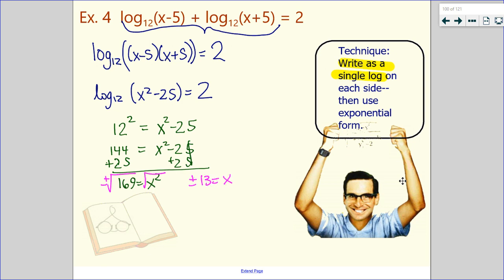Well, thinking about what we had to consider, the fact that the input into the logs must be positive. Well, if I plug negative 13 into my log, I'm going to have negative 18. I'm going to have negative 8 there. So that's not going to work. So the only one that actually works is 13. So I have to check to make sure what I plug in actually doesn't provide a negative inside a log. And then, yeah, that should be it.